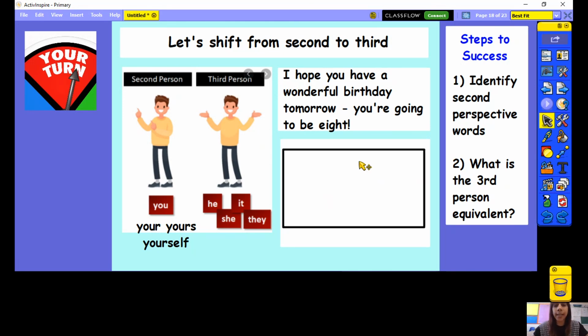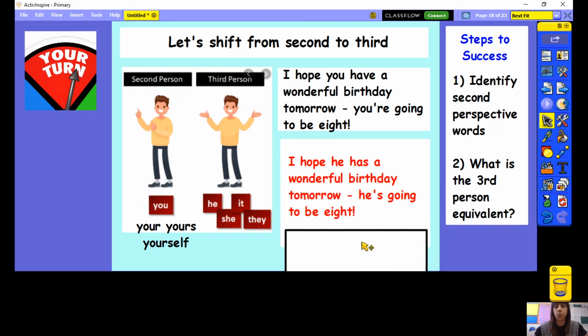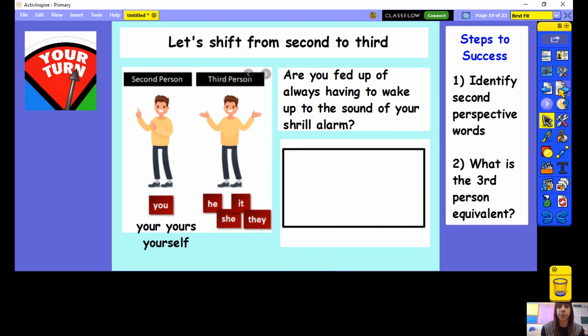Okay, so what I came up with for the third person equivalent was, I hope he has a wonderful birthday tomorrow. He's going to be 8. Okay, and if you had any other ideas, make sure you upload them to Seesaw so we can see your fantastic ideas in writing. So let's try this second example.